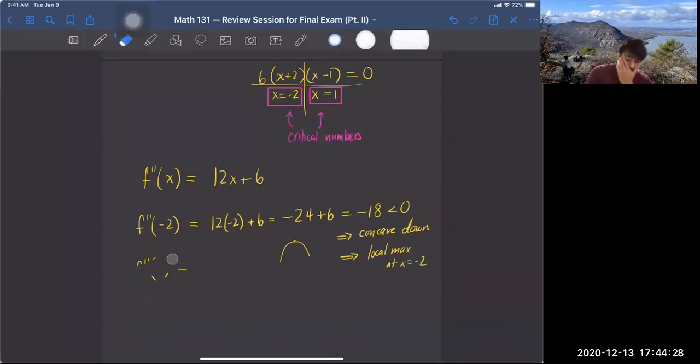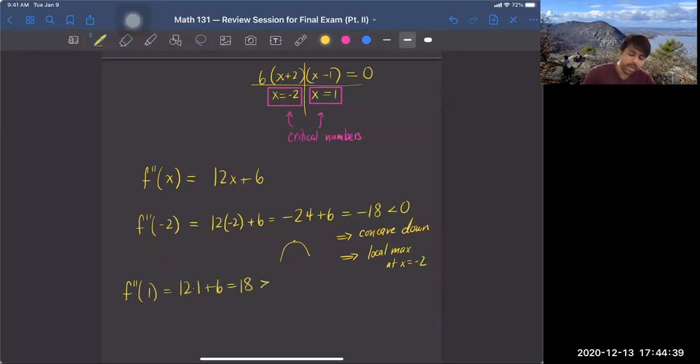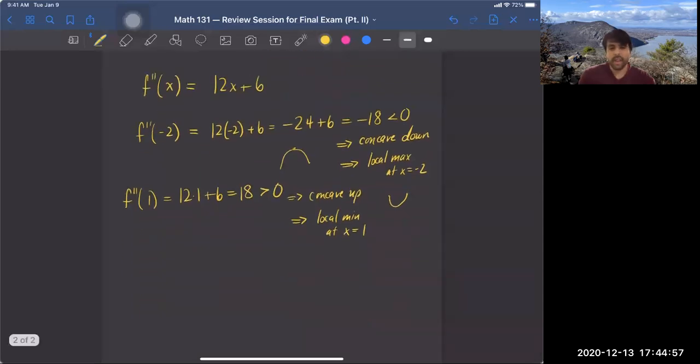And then I want to figure out the same thing for the second derivative at -1. No, pardon me, at +1. So this becomes what? 12 times 1 plus 6, which is 18, which is bigger than 0, which indicates what? This is concave up. If it's concave up, then I'm going to have a local min at x equals 1. And then what do I want? I want to find the extrema, right? So not only do I want the x values, I want the corresponding y values. So all I've indicated so far is that I have a local max at x equals -2 and a local min at x equals 1.